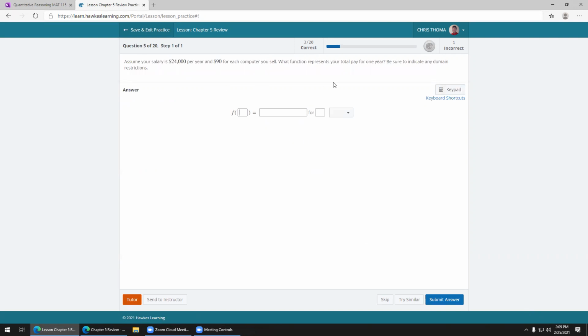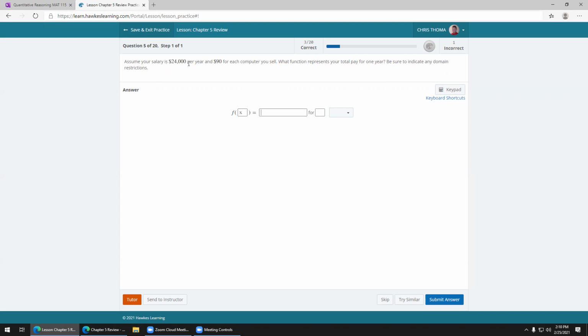So now we're creating a function. Assume your salary is $24,000 per year and $90 for each computer you sell, right? What function represents the total pay for 1 year? Please be sure to indicate any domain restrictions, right? So what does it tell me? Does it tell me to pick a specific letter? I was going to put function of x.